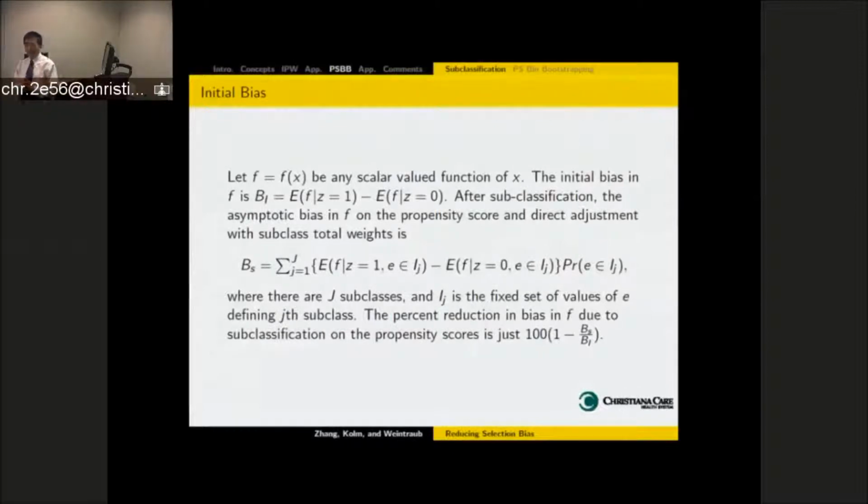Propensity score bootstrapping has a very strong theoretical background to support it, which means if we use some stratification, we can significantly reduce the selection bias. So this is the main result, the percent reduction in bias as a function. Here, this function is the propensity score. Sub-classification on the propensity score is adjusted by this amount. I will give you a specific explanation in later slides.